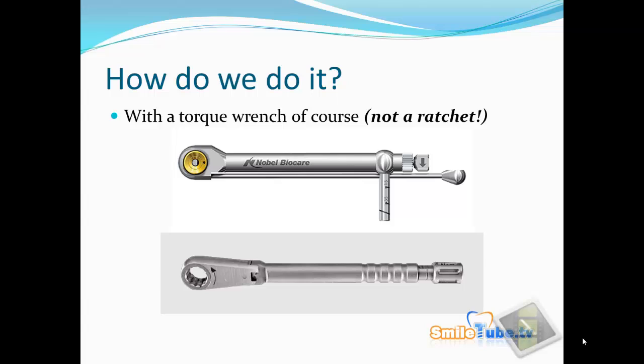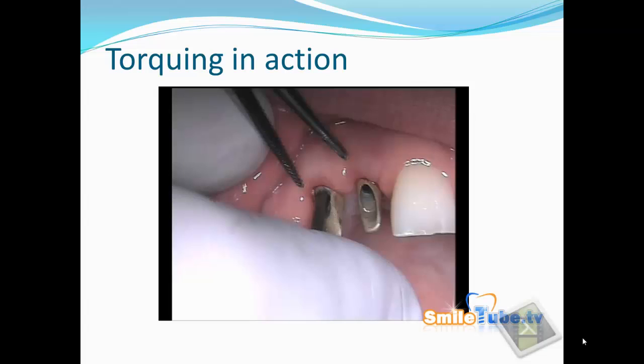Simple. And how do we do it? With a torque wrench, of course, not a ratchet. Now, let's look at torquing in action.